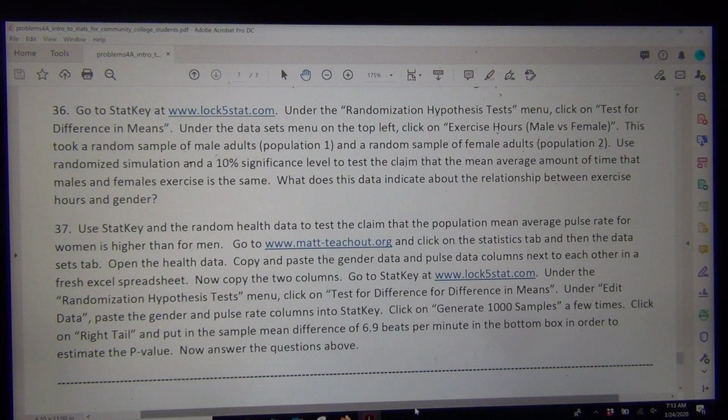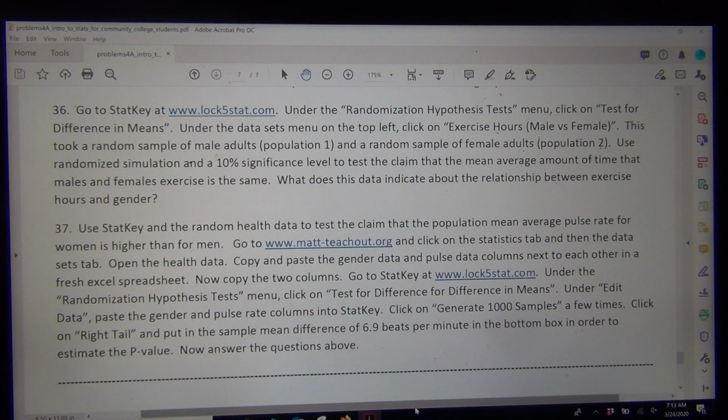So this took a random sample of male adults, population 1, and a random sample of female adults, population 2. Use a randomized simulation and a 10% significance level to test the claim that the mean average amount of time that males and females exercise is the same. So what does this data indicate about the relationship between exercise hours and gender? Okay, so basically we're doing a two-population mean randomized simulation hypothesis test with a 10% significance level. And we're supposed to test the claim that they are the same.